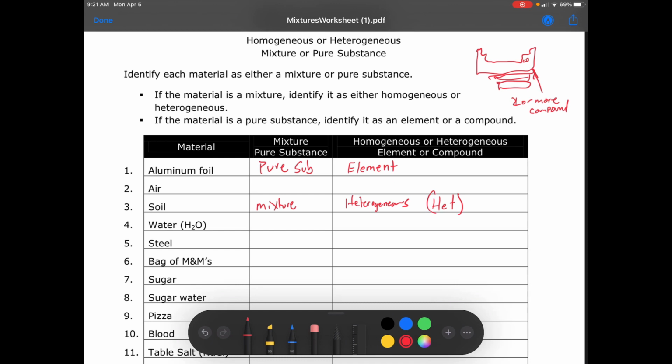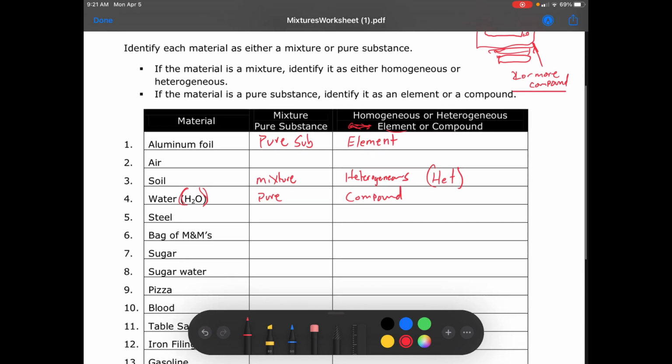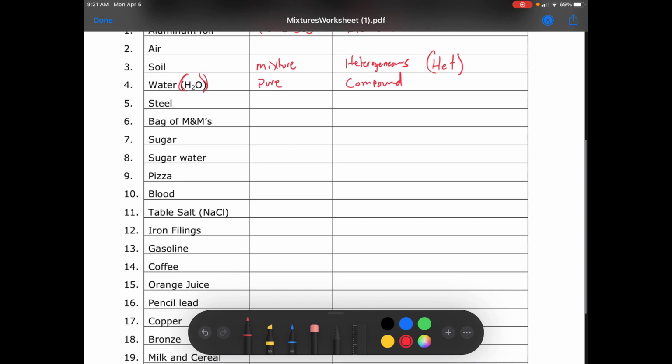So let's do water. This is pretty simple. We see that it has H2O, and we said that if it combines two or more elements, then it is a compound. A pure substance is either an element or a compound, right? So we know that it has two or more, so it's going to be a compound.